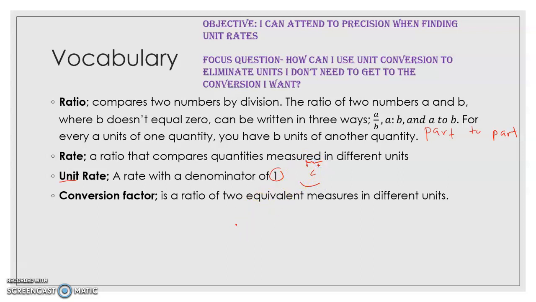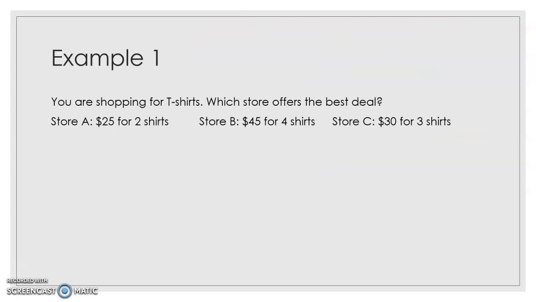Conversion factor is a ratio of two equivalent measures in different units. Okay, so very quickly, you're shopping for t-shirts. Which store offers the best deal? A lot of times you do this in real life all the time, like, hey, what is the best deal? What you're going to want to do is, when you see that, convert to the unit rate, or per one shirt.